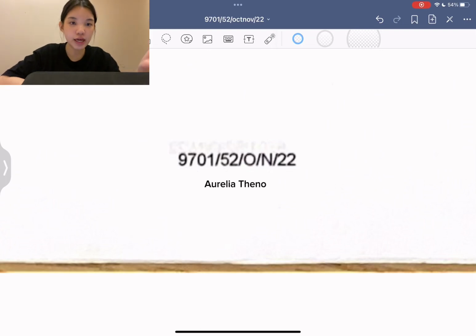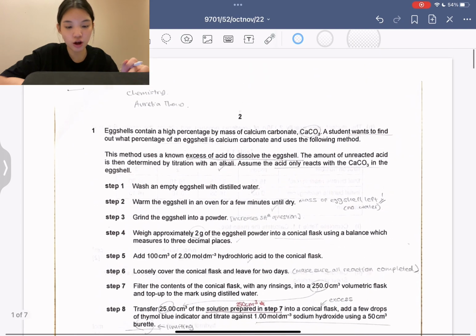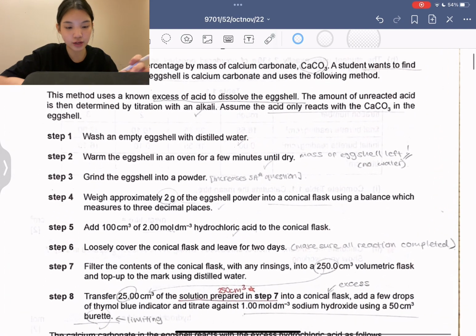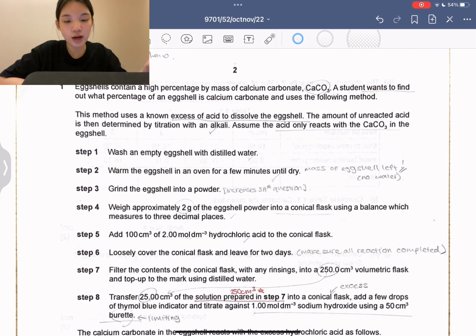Hi guys, so today we're going to be doing Chemistry 9701, paper 52, October-November 2022. So this is just a scanned version of the paper that I've done. So number 1, eggshells contain a high percentage by mass of calcium carbonate, CaCO3. A student wants to find out what percentage of an eggshell is calcium carbonate and uses the following method.